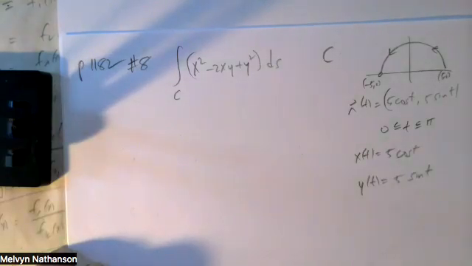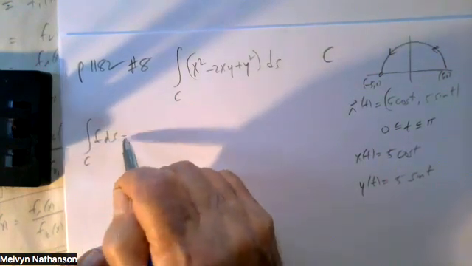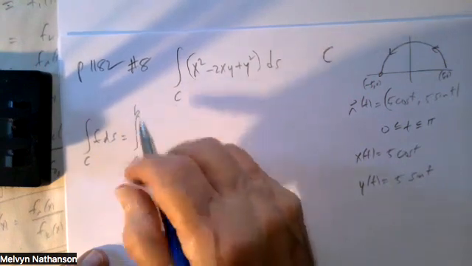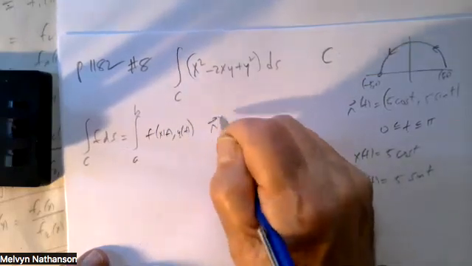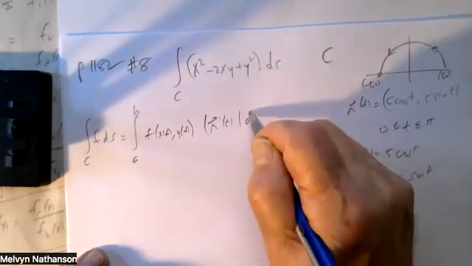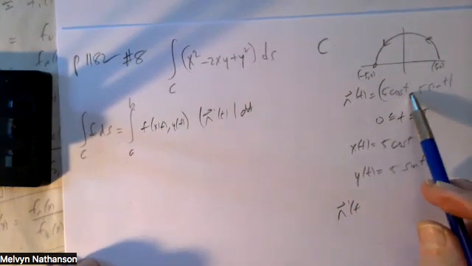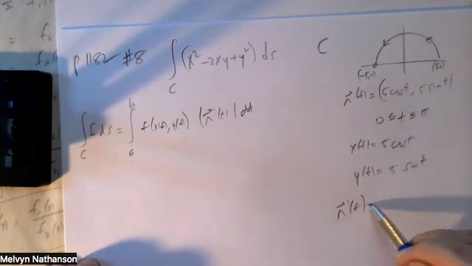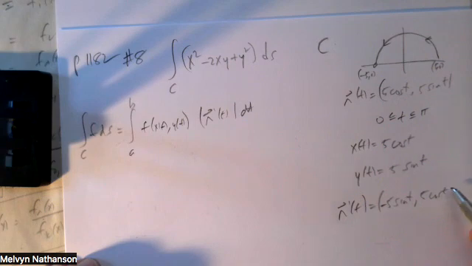And again, that means before I was calculating a line integral of a vector field, and now I'm calculating the line integral of a scalar field. So the definition of the line integral of a scalar field f, where your curve goes from A to B: you take f of x of t, y of t, times the absolute value of this r prime of t vector dt. What is the derivative, the tangent vector? The derivative of 5 cosine t is minus 5 sine t. The derivative of 5 sine t is 5 cosine t.